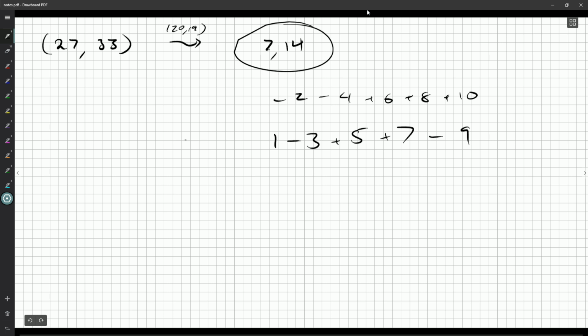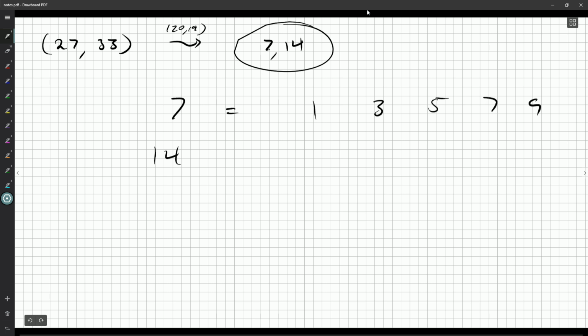So I know specifically I have to make the 7 out of 1, 3, 5, 7, and 9, and I have to make 14. Can I do that? And I don't actually know of a clean way to do it, but we only have so many possibilities, so we could just play around with it.